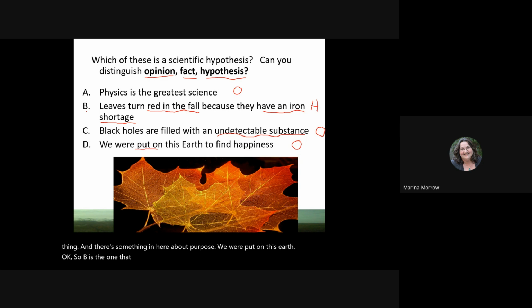Now, as it turns out, B is also a false hypothesis. It will not be true. For one thing, it says that the leaves have an iron shortage, and iron usually will turn things red. So the logic there is a little weird. But the other reason is people have found out why leaves are red. And if you look down here at these leaves, you see how beautiful these are. This is just the leaf skeleton.